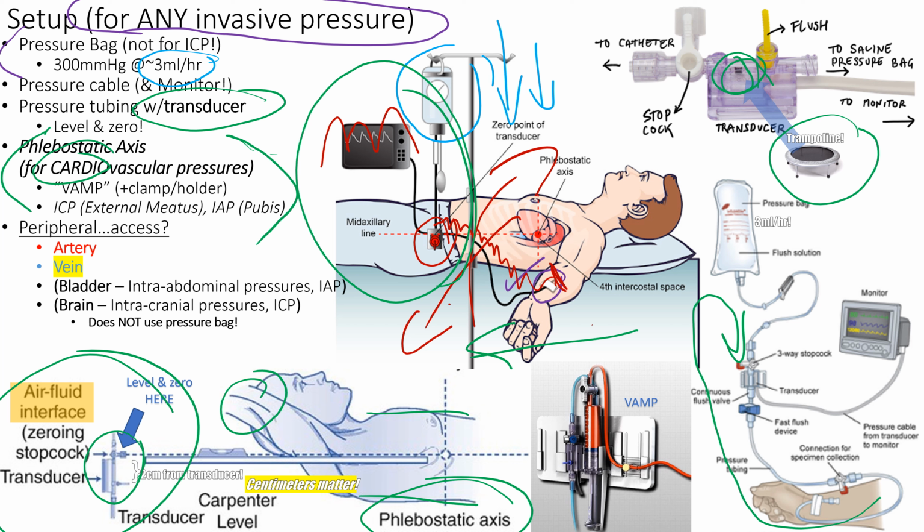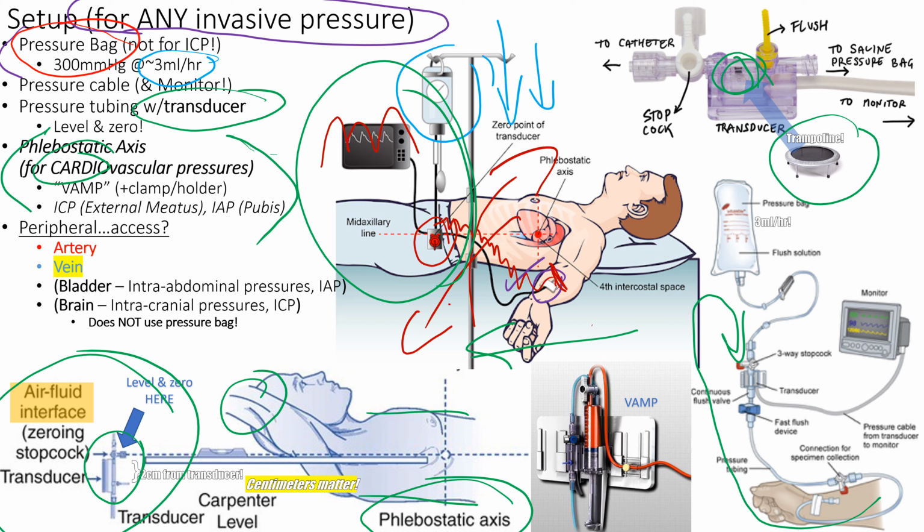When we have ICPs or abdominal pressures, then we level it at different places. Another thing to point out, and we'll point it out on another slide as well, is that this pressure bag is for everything except for ICPs. So please don't use pressure bags for ICPs. We're not putting 3 cc's an hour, or 100 cc's, into someone's brain every 24 hours. That is a point where it does matter.